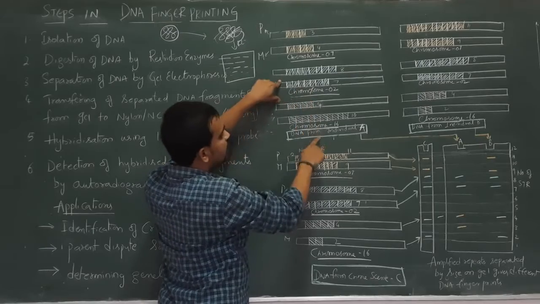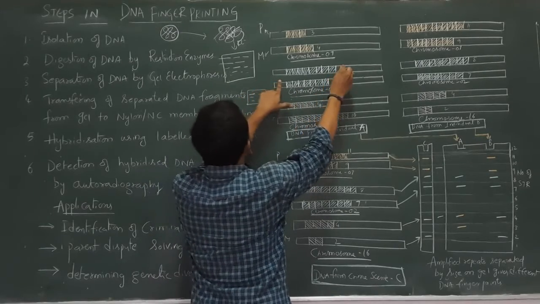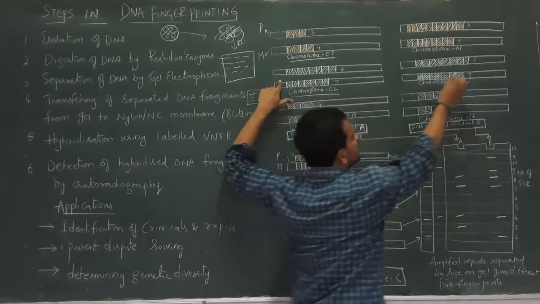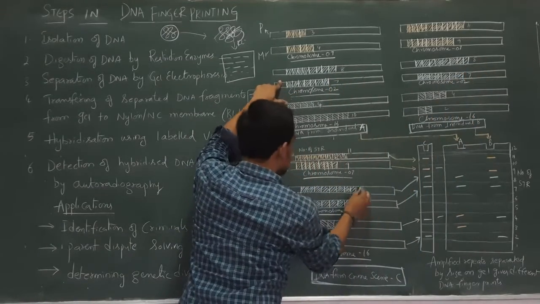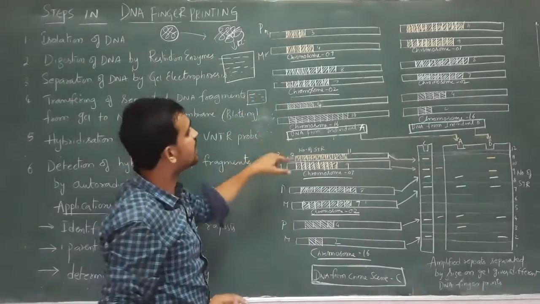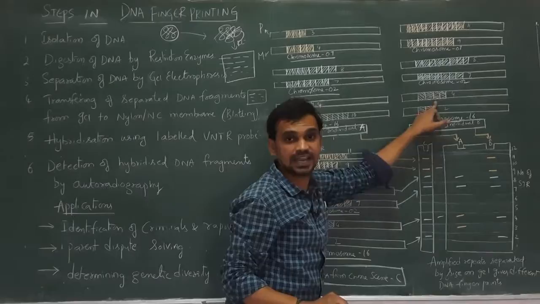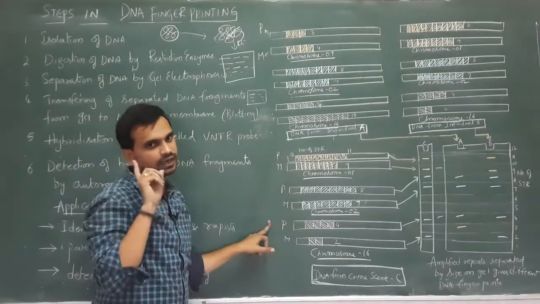Chromosome 2 of individual A contains 8 tandem repeats in the paternal chromosome, and the maternal contains 7. Here also 8, 7. Here also 8, 7. In this case, the VNTRs present in chromosome 2 are the same in all the 3 cases. That you should keep in mind.